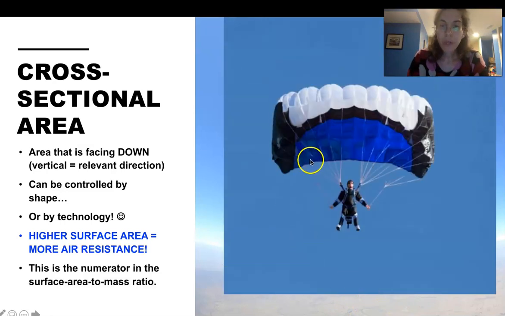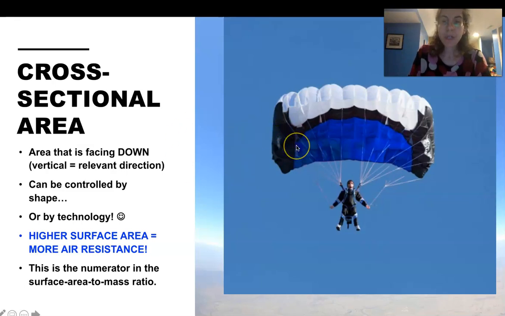A parachute would mean that you don't have a cross-sectional area like those skydivers, sort of body outline all spread out. Your cross-sectional area is a giant rectangle. It's huge. Important fact that came up in the lab: surface area and mass are not completely independent.